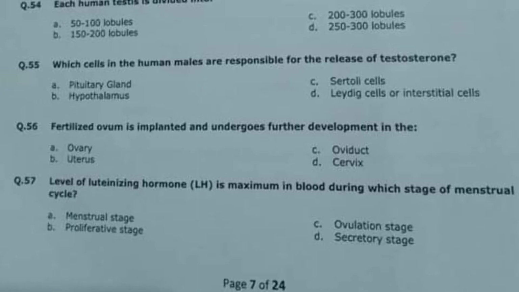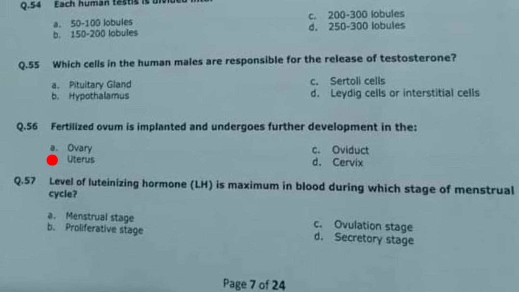Question 55. Which cells in the human males are responsible for the release of testosterone? Leydig cells or interstitial cells? Option D. Question 56. Fertilized ovum is implanted and undergoes further development in the uterus. Option B.